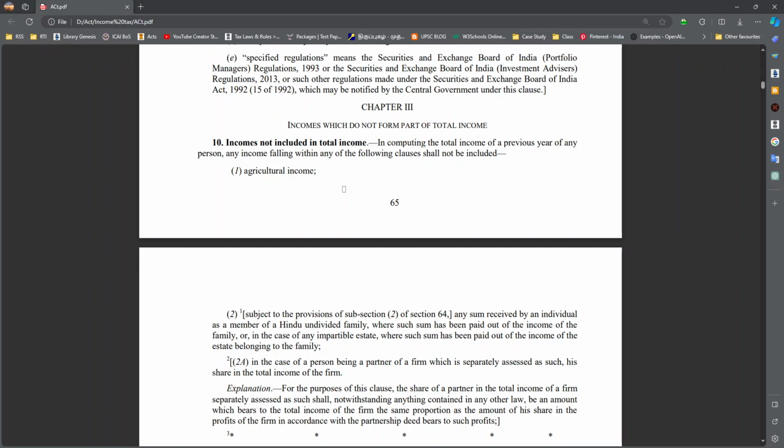If you understand which income is not going to be charged under income tax, and you're going to start a business, you can focus mainly on this part. If you focus on this part, you don't need to pay a single penny as tax.